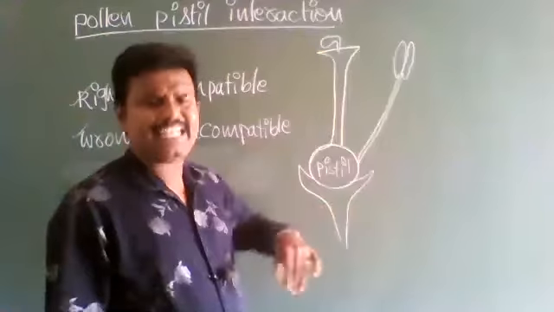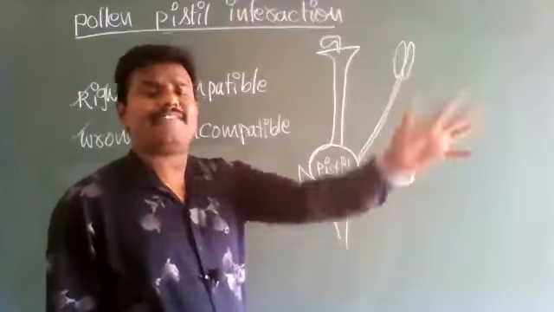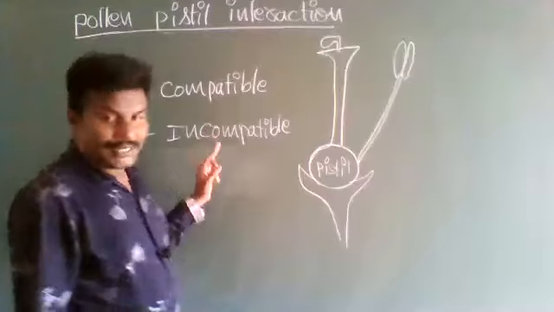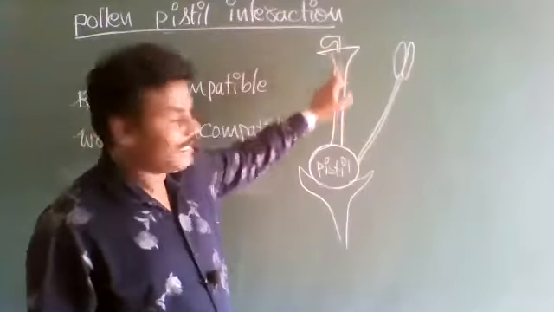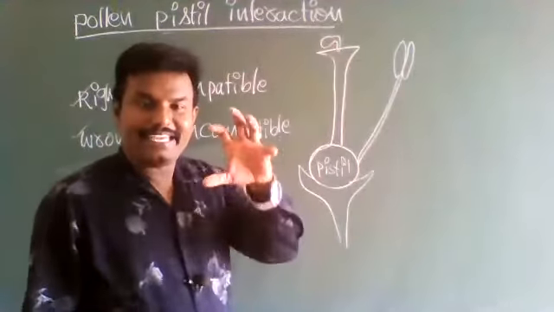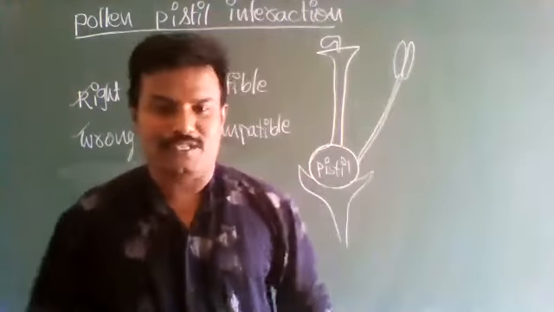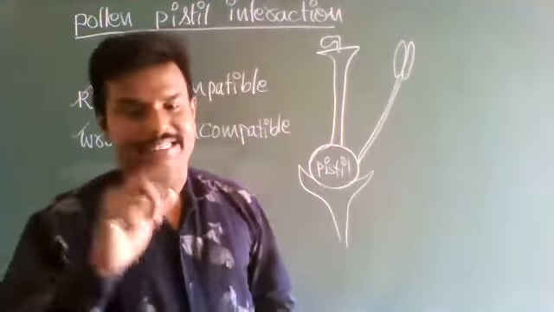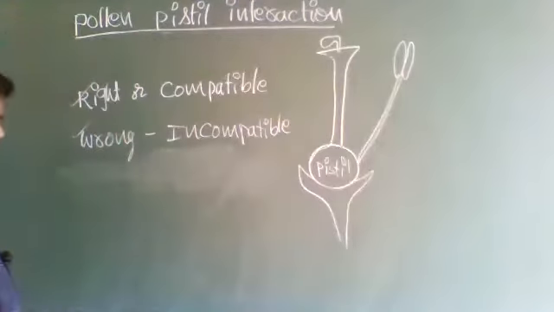If wrong or incompatible pollen grains are landed on the stigma, not related to the same species but to any other irrelevant species, then the pistil does not accept those pollen grains and inhibits pollen germination and pollen tube growth. That's all.